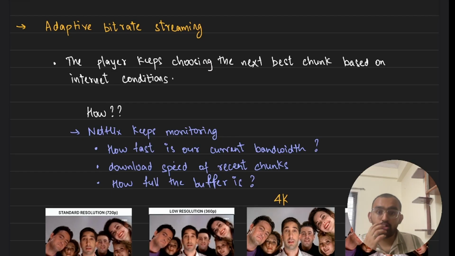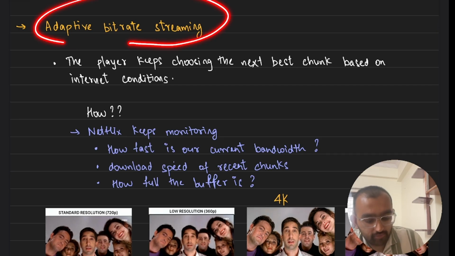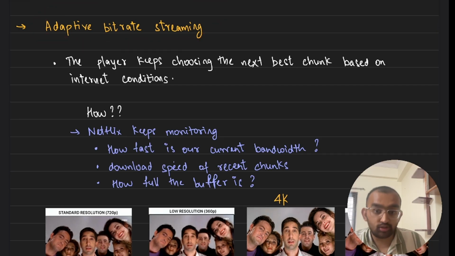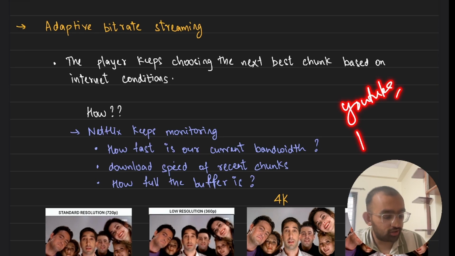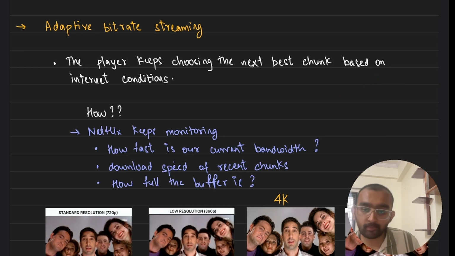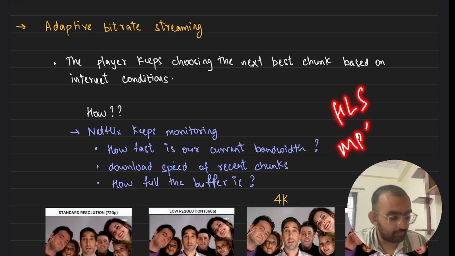We talked about how Netflix slices the videos into chunks, and also how it stores different resolutions of the same video. But how does Netflix really understand which encoded version to pick when the video is being played? That particular technology is called adaptive bitrate streaming, and it is also used by multiple big tech companies that do streaming, for example YouTube, Hotstar, etc. This is typically implemented using protocols like HLS or MPEG-DASH.